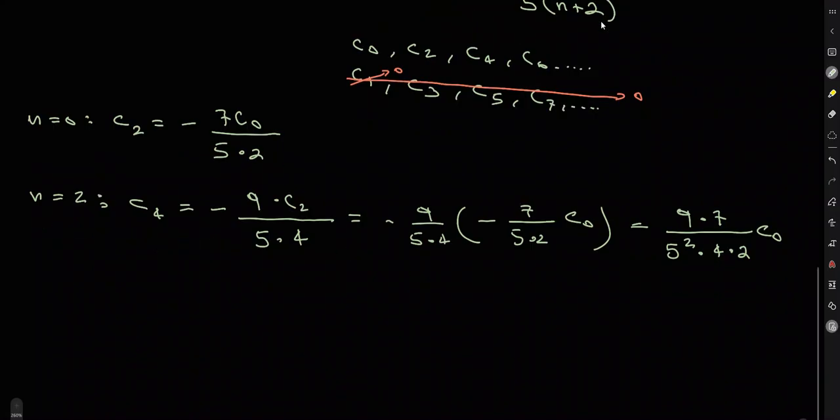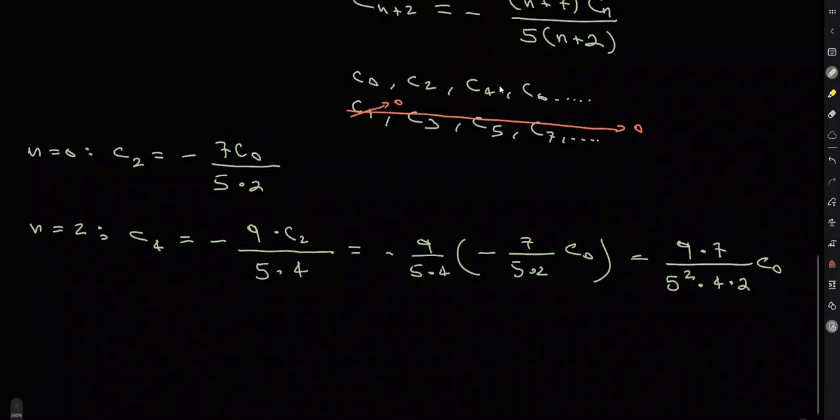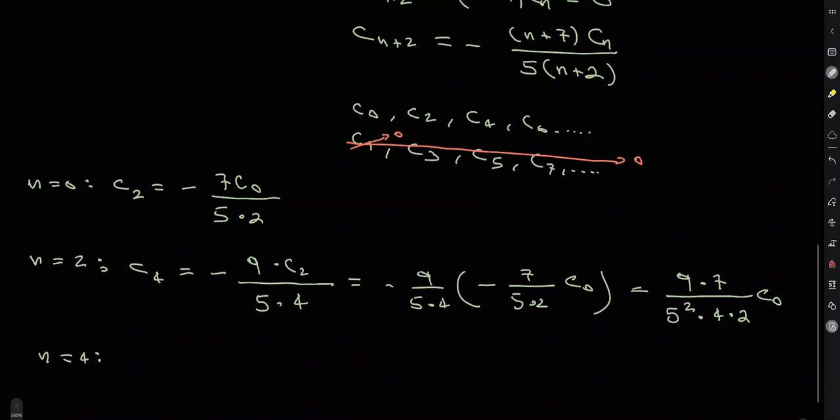And for n equals 4, rather, not 3, 4. For n equals 4, that'll be c sub 4 plus 2, which is c sub 6, which is equal to negative 4 plus 7, that is 11 times c sub 4, and divide everything by 5 times 4 plus 2, which is 6. But again, you might want to write c sub 4 in terms of c sub 0, but we have that from the previous calculation.